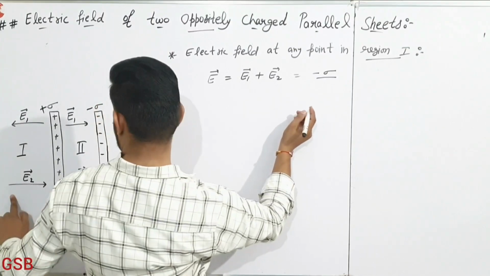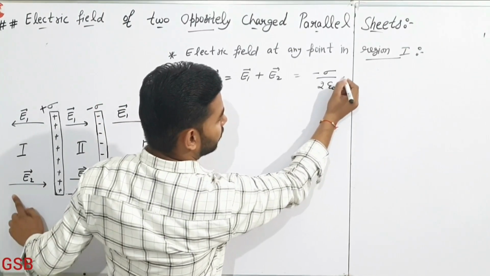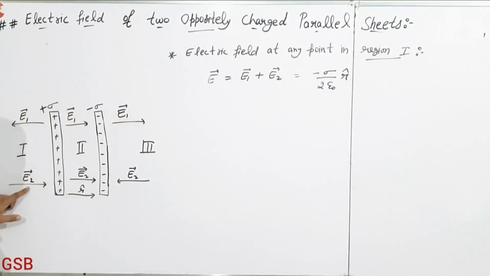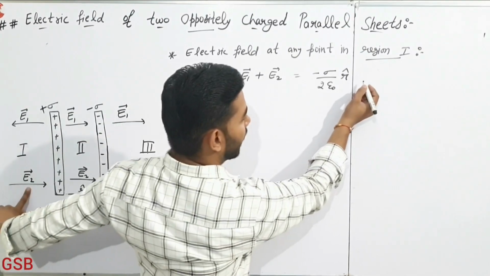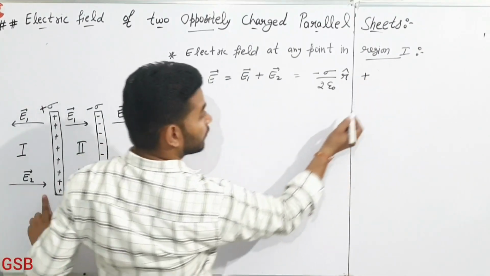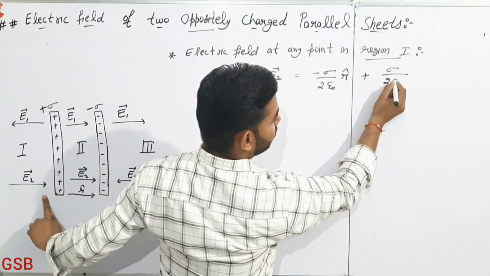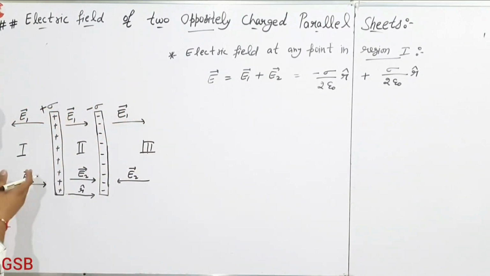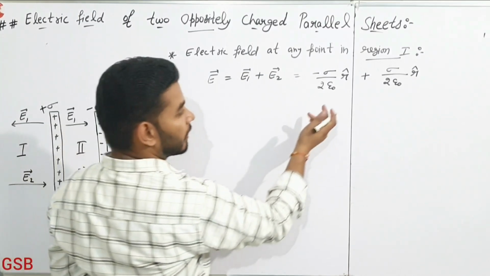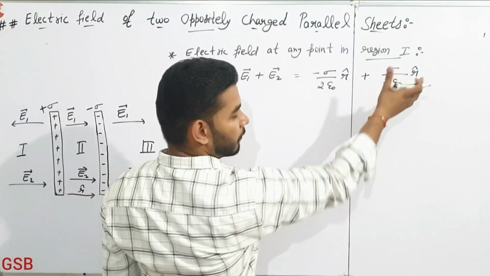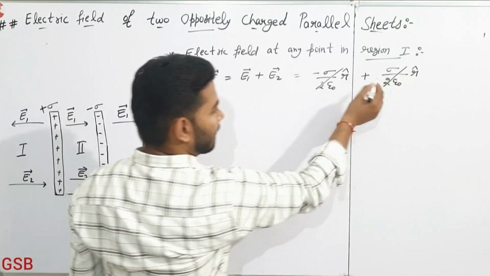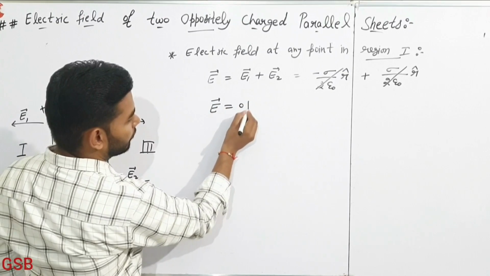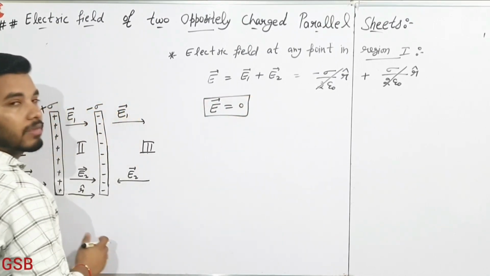E2 is in the direction of the unit vector, so we will write plus sigma by 2 epsilon naught r cap. Okay, so what will be the resultant? This is a negative term, this is a positive term, so they cancel out. So the electric field in region first is equal to 0.